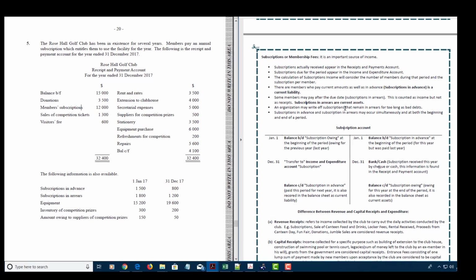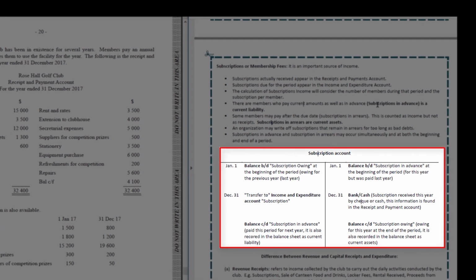Some things to note about subscription. Subscription paid in advance, meaning we're in this period, but you collected subscription for, let's say, next year. Such figures would represent a current liability, all right? Because we're actually holding monies for persons, and technically we owe those persons because we have the monies. And we know when we owe persons, that's a liability.